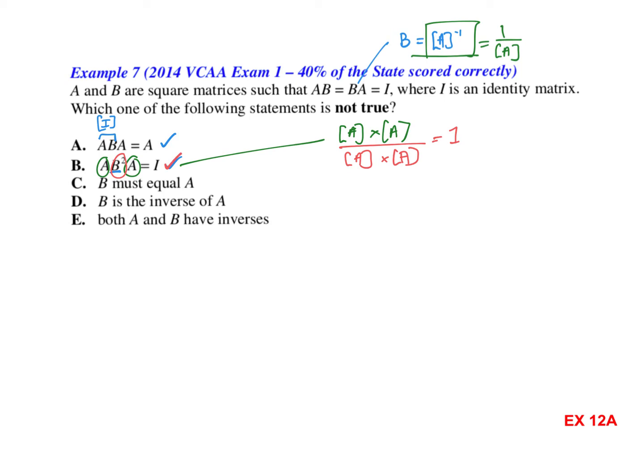Now, which one says B must equal A? That is not true. Are they equal? No, it's the inverse. So already I think that that is not true, and the rest of my statements should be true. B is the inverse of A, that is correct, and both A and B have inverses, that is correct. So C is the answer.